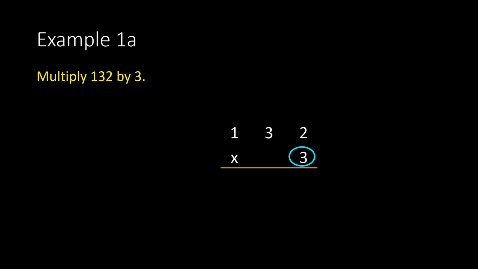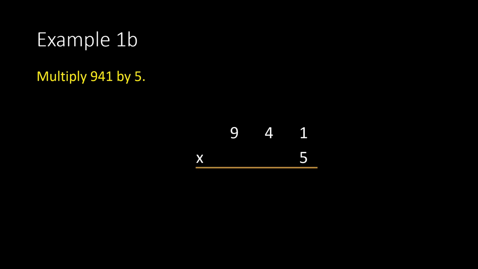So we start with 3 multiplied by 2, which equals 6. And we place the 6 here. Then 3 multiplied by 3 equals 9. And we place the 9 here. And finally 3 multiplied by 1 equals 3. And we place the 3 here, to give us 396.